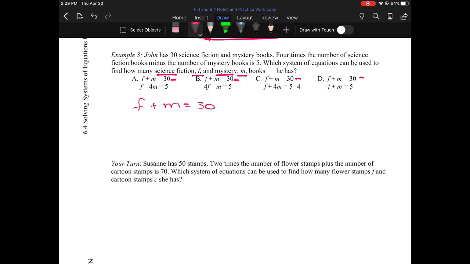But it says he has 4 times the number of science fiction books minus the number of mystery books. Okay, so 4 times the number of science fiction books, so 4F, minus the number of mystery books is 5. So if we look at that, it appears that the correct answer here is B.